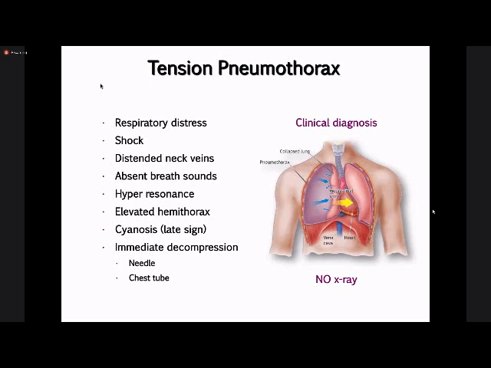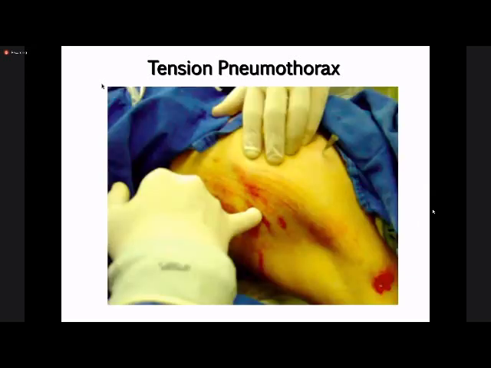So the management, all of you know, is immediate needle decompression. No x-rays, nothing. This is a clinical diagnosis. You insert a needle, a large bore cannula, either in the second intercostal space or in the safe triangle, and that will give you a few minutes to deal with the patient. So the definitive management after that is insertion of an IC tube.